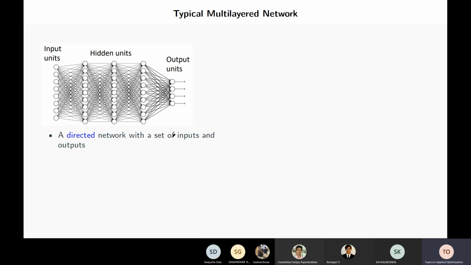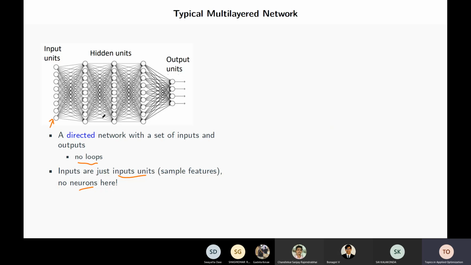So a directed network with a set of inputs and outputs. Directed because I'm always going this way, and there are no loops. Inputs are just input units, so they are basically the sample features only. The input units are just the data values, and no neurons are here in the input unit. So these are not neurons.